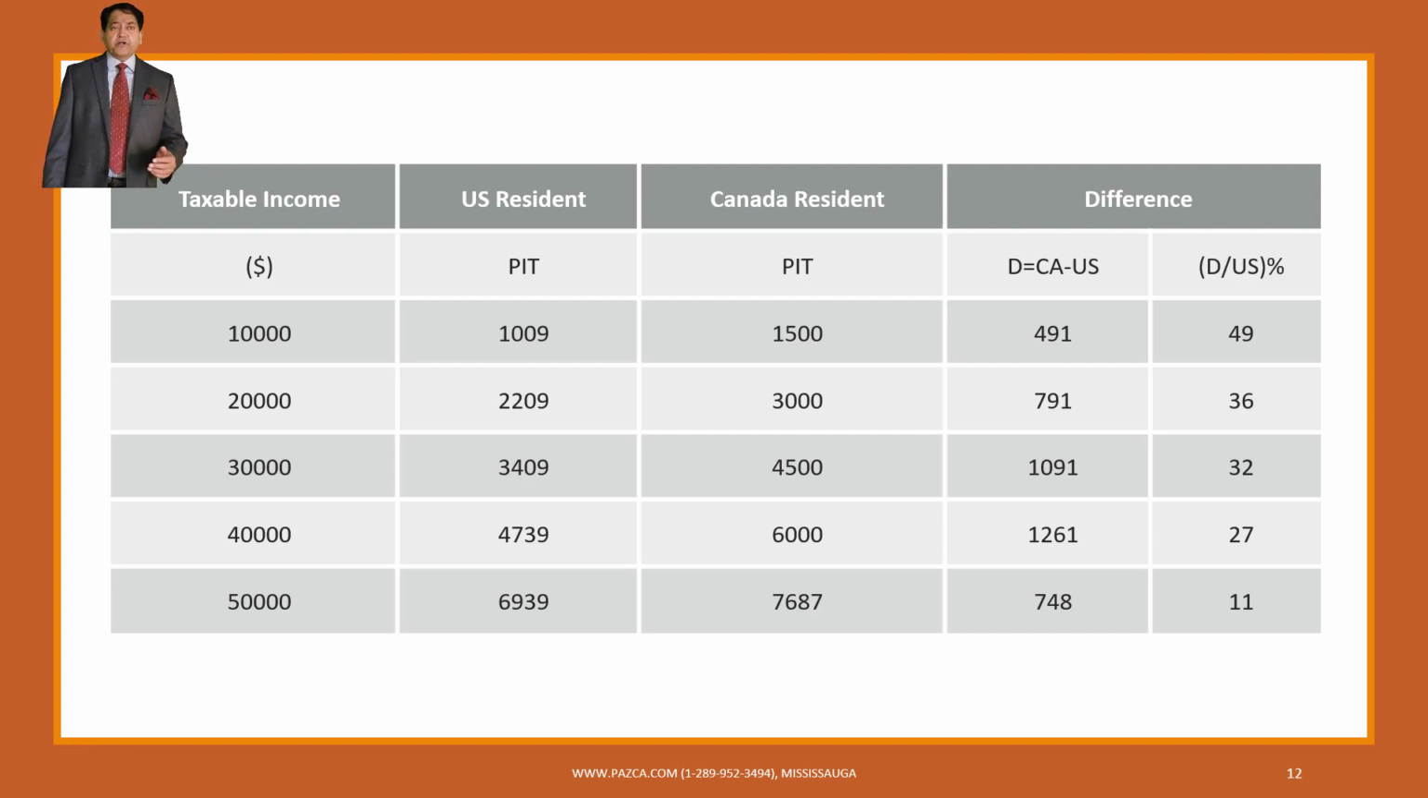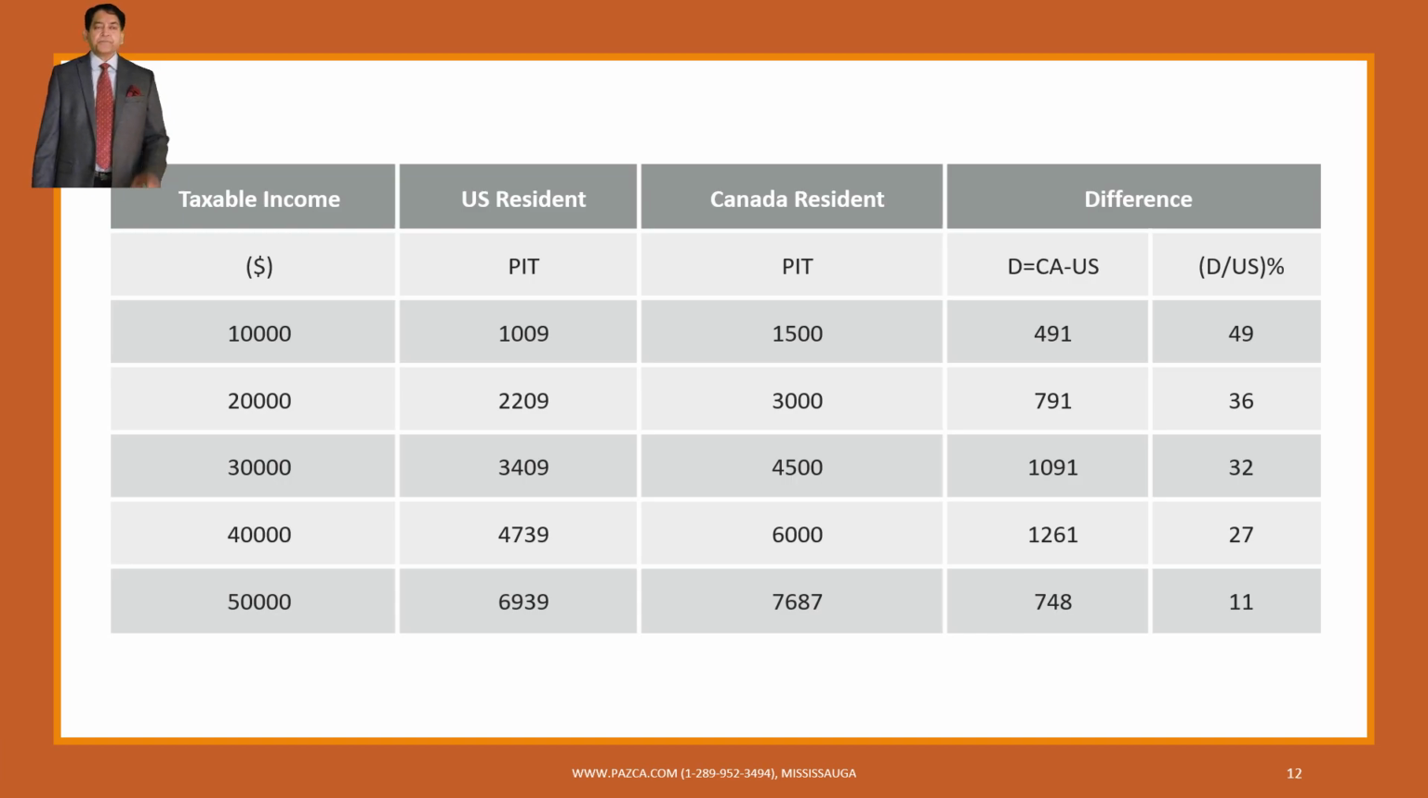But the interesting point is, as we move towards higher income levels within this range, you will notice that initially the difference is 49%. Then for those who are earning $20,000, the difference is 36%. Those who are earning $30,000 in either country, the Canadian is paying 32% additional tax, while for those earning $40,000, it's 27% additional tax paid by the Canadian resident, and for those earning $50,000, it's 11% additional tax.